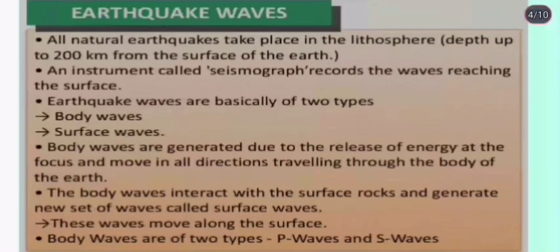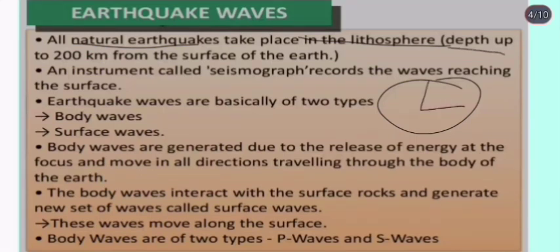Next we will discuss earthquake waves. We discussed that when an earthquake occurs, it releases waves, and we will discuss which waves are released during the earthquake. All natural earthquakes take place in the lithosphere. Litho means land, and the sphere extends to a depth of up to 200 km from the earth's surface. In this figure, up to 200 km of the earth's radius, the earthquake takes place.